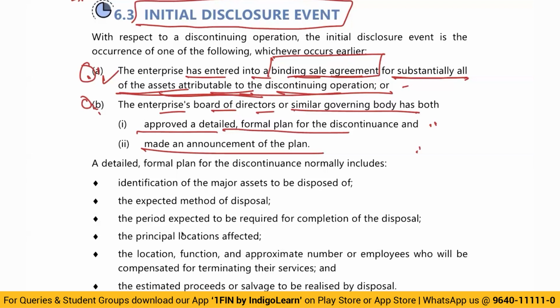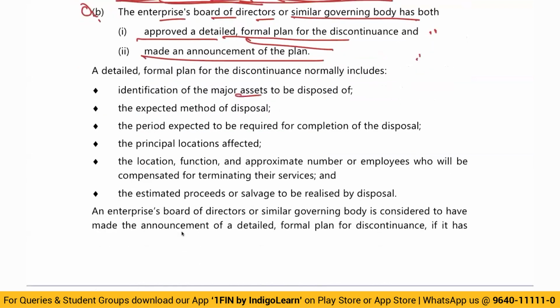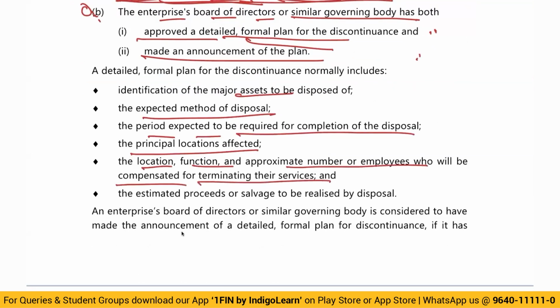Now, when we say formal plan, what should the plan include? The assets to be disposed, method of disposal, period expected to be required for completion. How long will we take to complete the disposal? Location affected. The location, function, and number of employees who will be compensated for terminating their services, and the estimated proceeds or salvage value to be realized by disposal. So basically, the plan has to tell us which assets we are disposing, how we are disposing, when we are completing the disposal, which locations are affected, how many employees will leave, and what money we will realize.